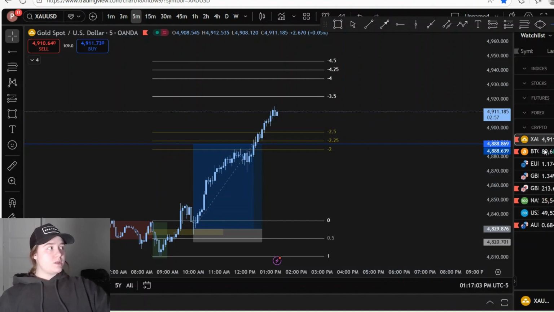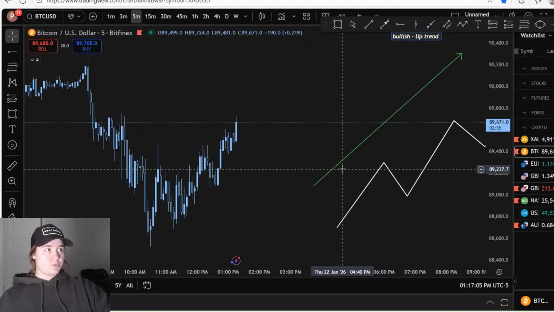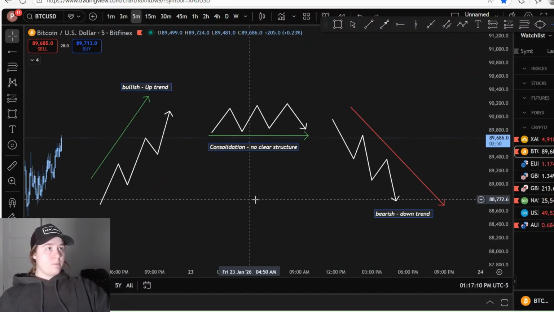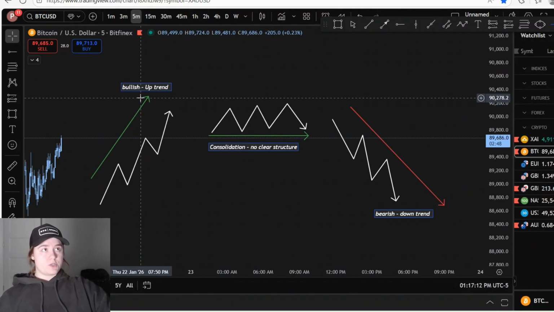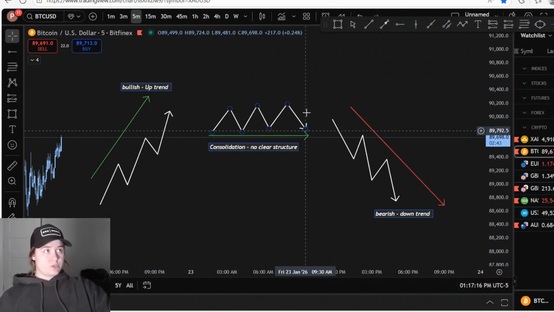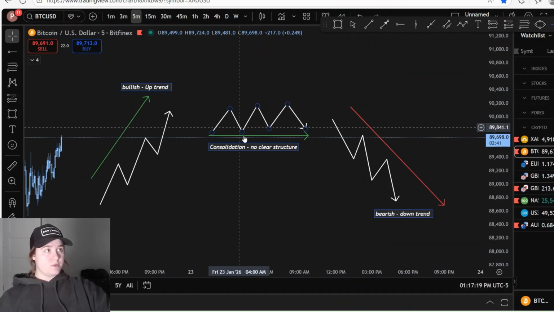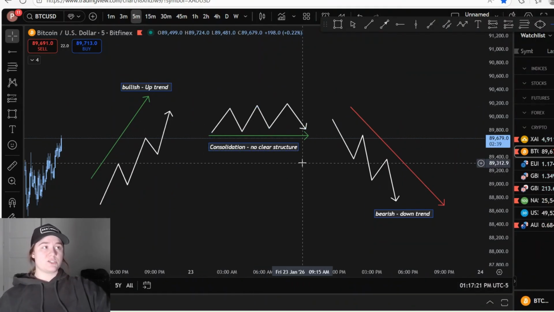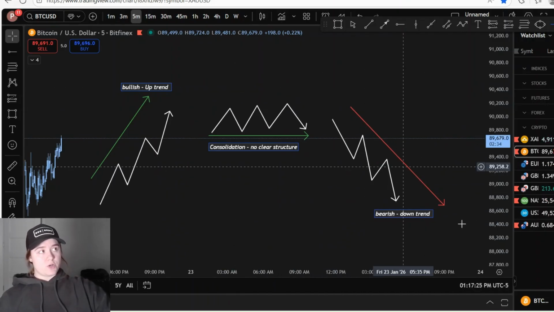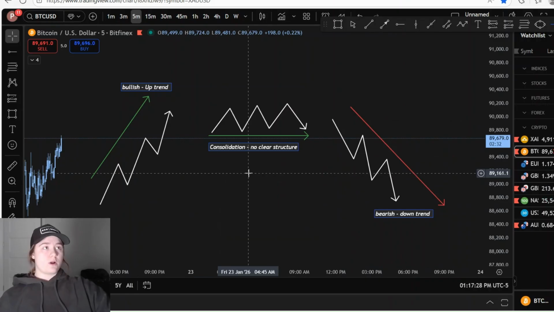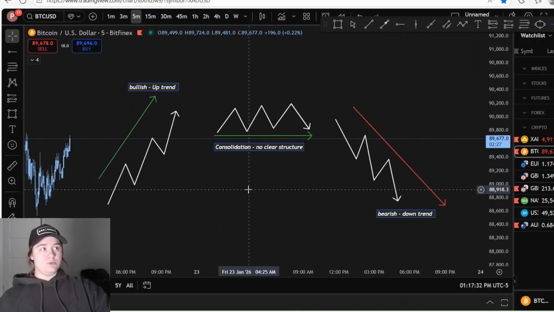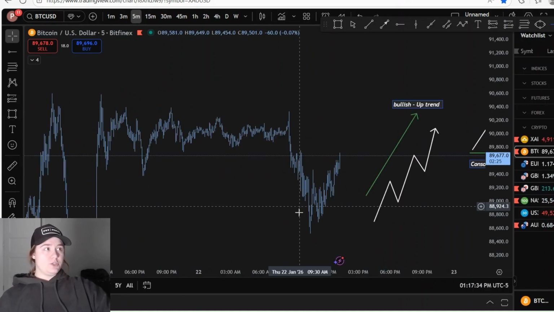So essentially, there are three different market structures that you need to know. And here they are. There is a bullish market structure, which is an uptrend where you're usually looking for buys. There is consolidation as a whole, where the market's moving sideways. There's not really a clear structure of if we're going up or down. And then there's bearish, which is a downtrend, where usually you would look for sells. Pretty simple. Now it's to really identify that on a chart, right?